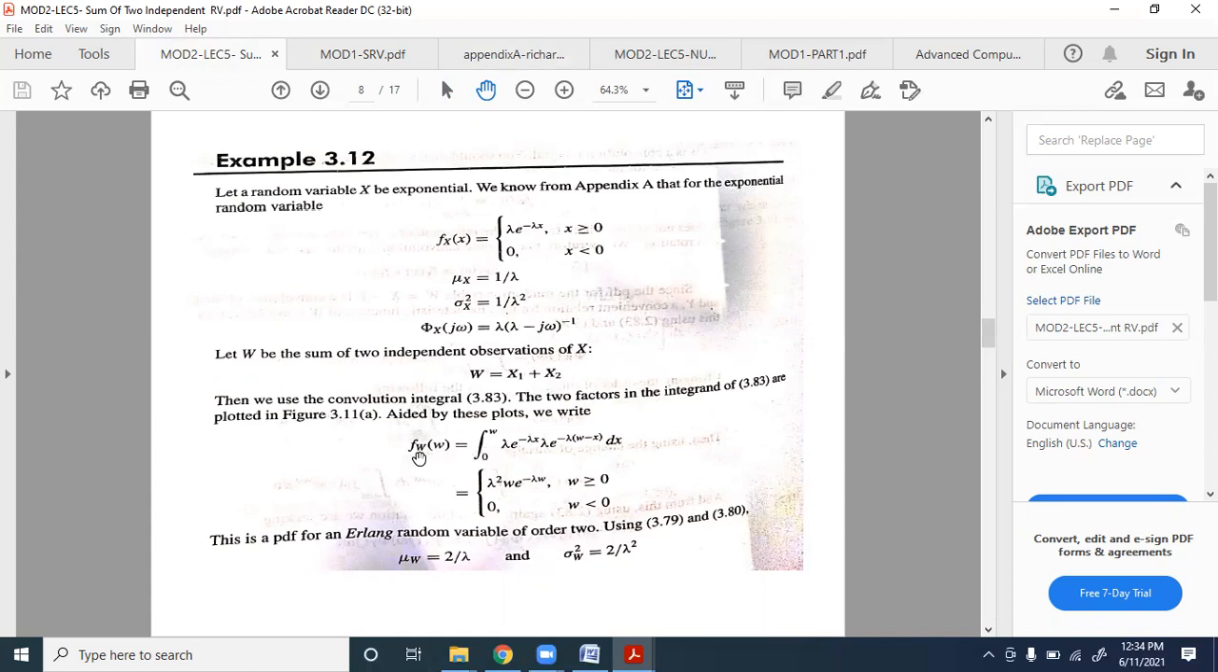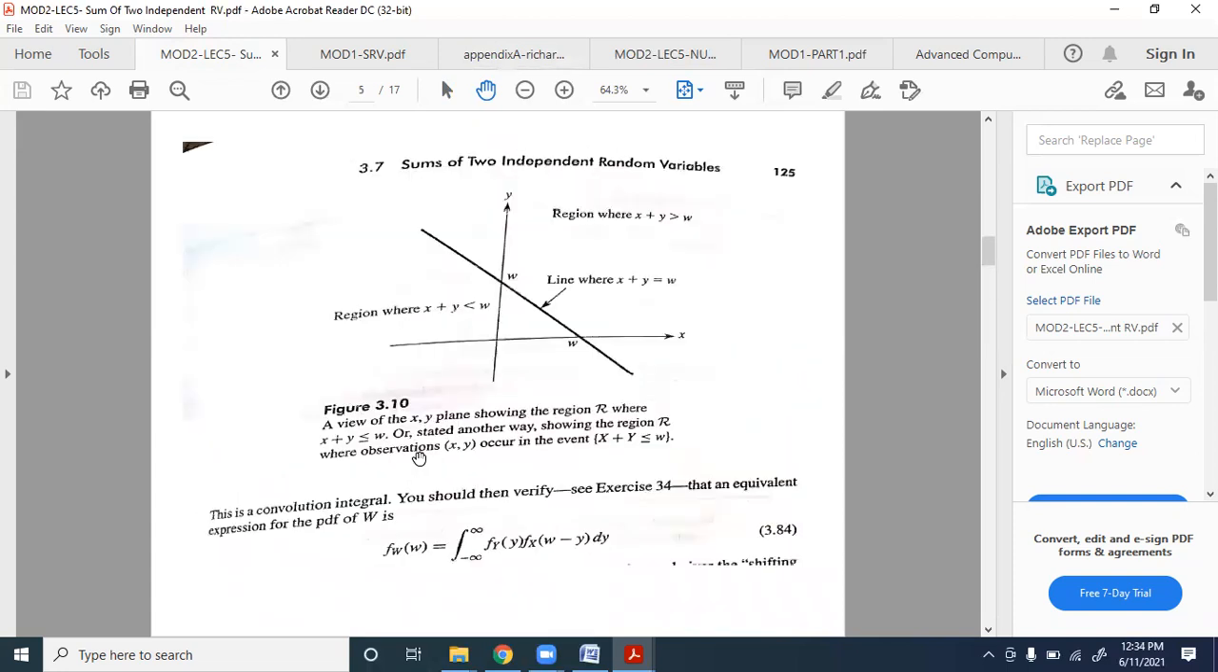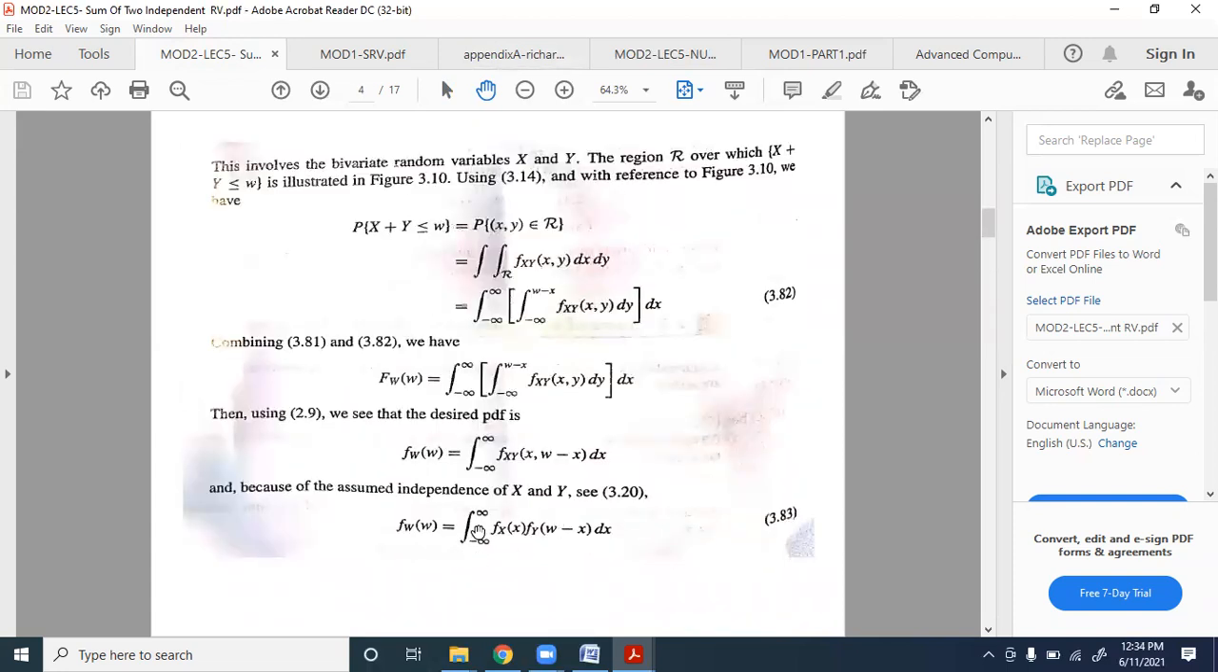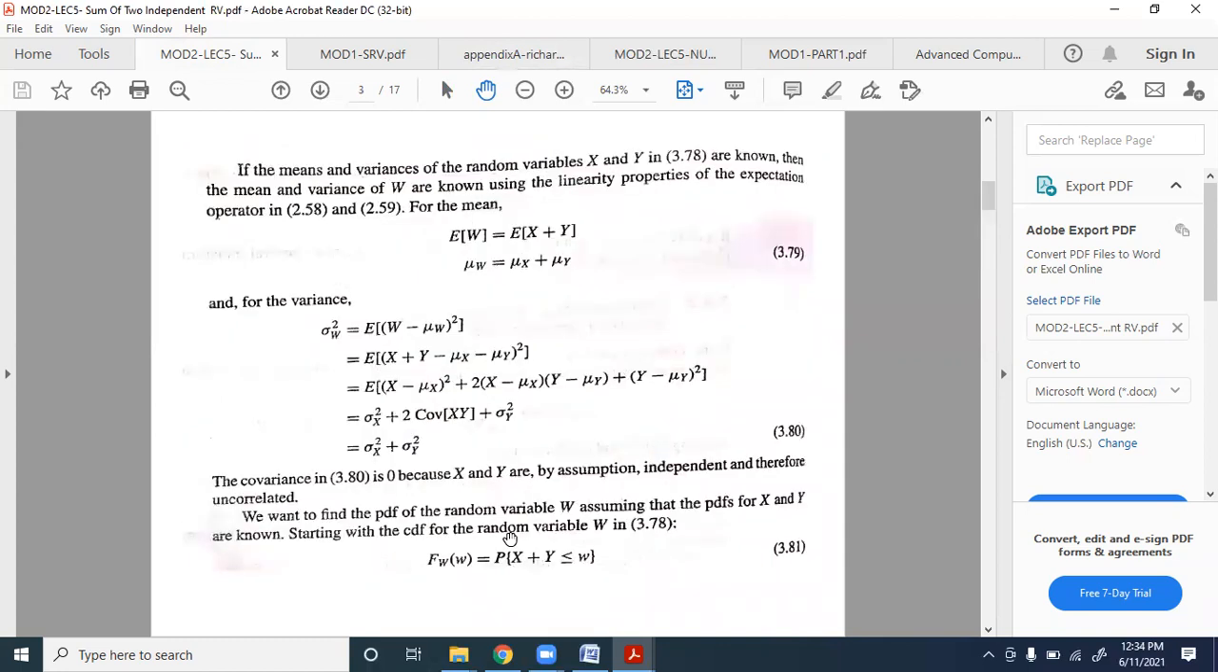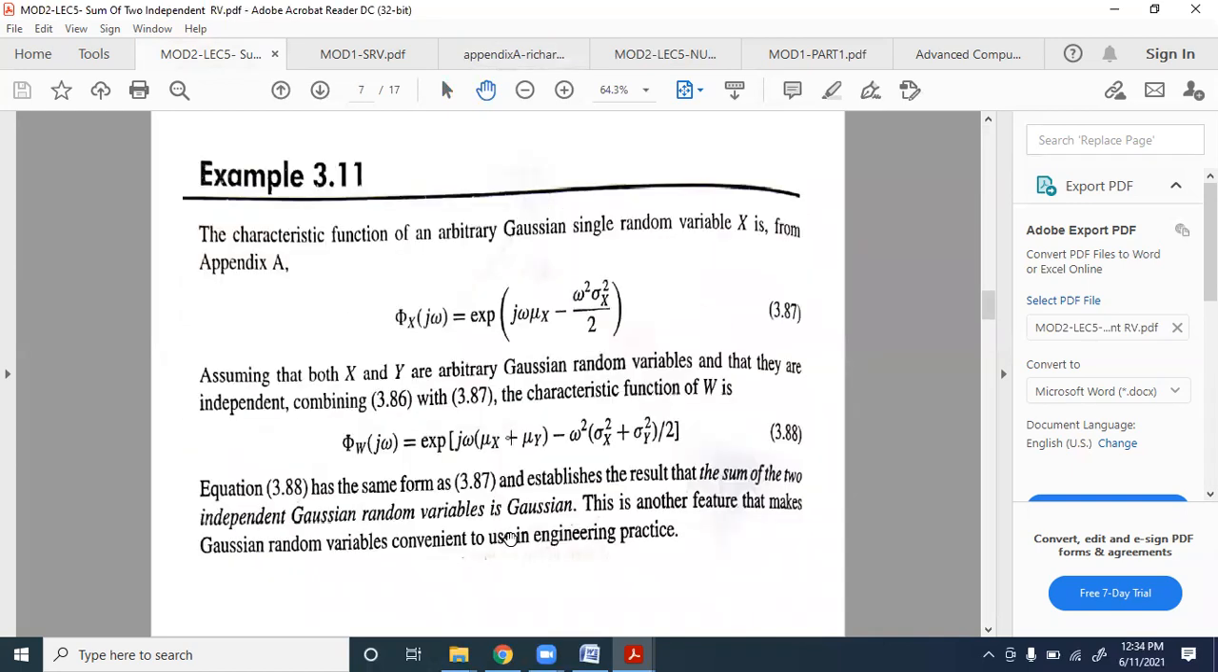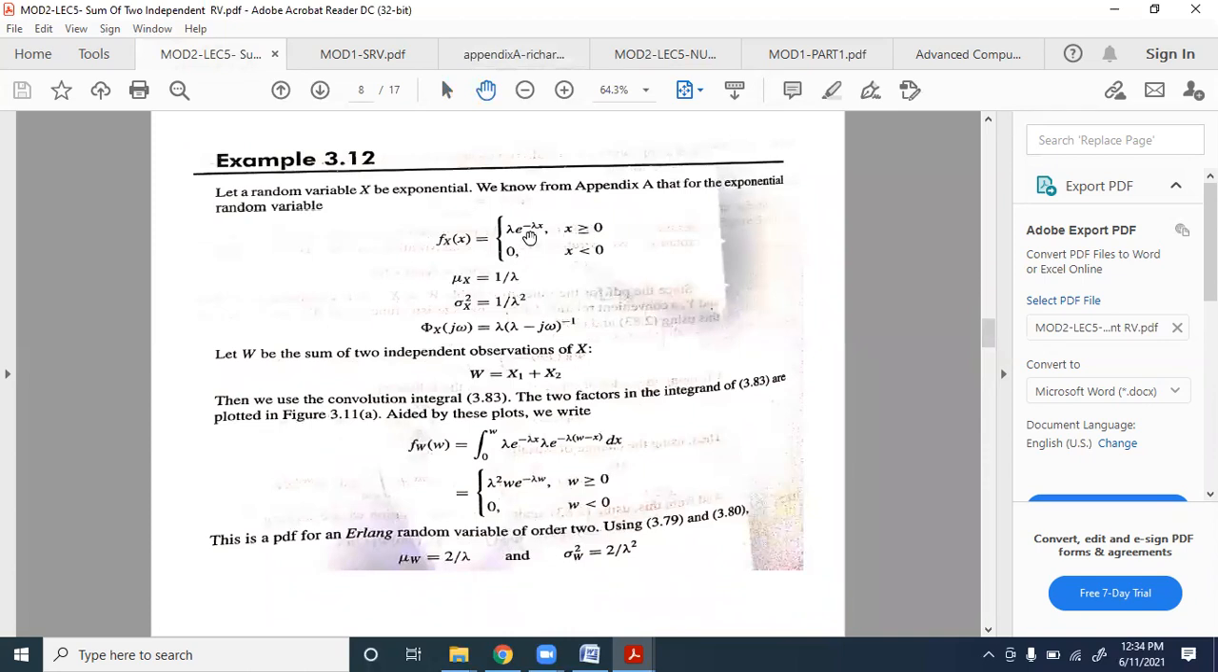So that means we will consider f_W(w) is equal to the function which we have written here, the integral from minus infinity to infinity of f_X(x) multiplied by f_Y(w minus x) dx. And this f_X(x) is nothing but the value which we have mentioned over here as lambda e to the power of minus lambda x for x greater than or equal to 0.